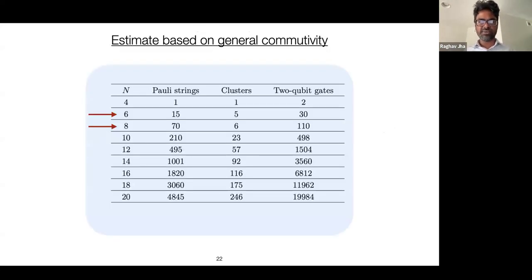So what was the cost we got? I showed you that for n equal to 4, there was just one term in the Hamiltonian, which is given by Pauli strings. There's just one Pauli string, just one cluster, and you need 2 CNOT gates, so two qubit gates. For 6, 8, 10, 20, you can go all the way to whatever n you want. I've just shown n equal to 20. For example, n equal to 20, the SYK model needs about 20,000 CNOT gates, right?